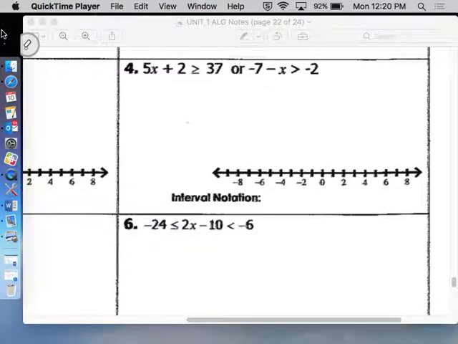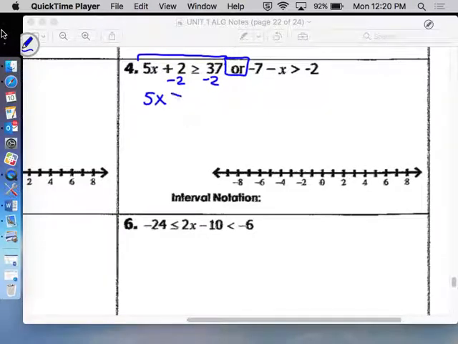Inequality of each type. So first I'll start with number 4. So this is my disjunction. The two inequalities are connected by the word or. So I'm going to solve each inequality separately. So I'll solve the first. I would subtract 2 from both sides.